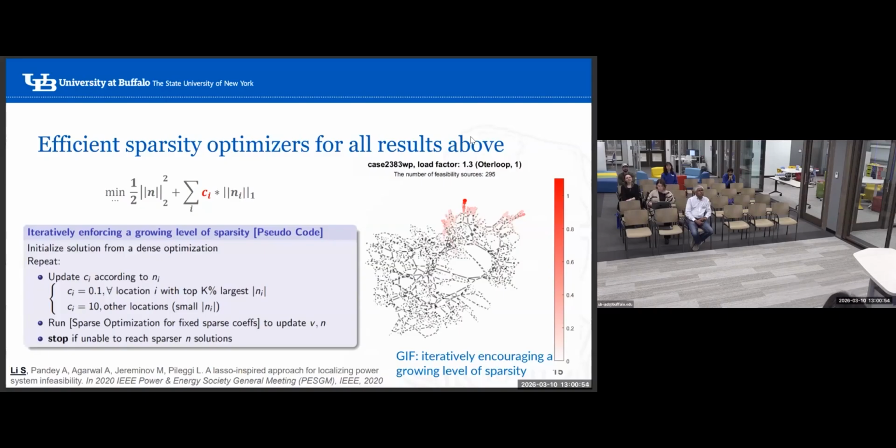Specifically, we start from solving a dense optimization problem, which leads to many compensations. And then we gradually shrink the number of locations we retain until reaching only one optimal point. At each sub-problem, we try to toggle the location-wise coefficients between 0.1 and 10, according to my current compensation values.